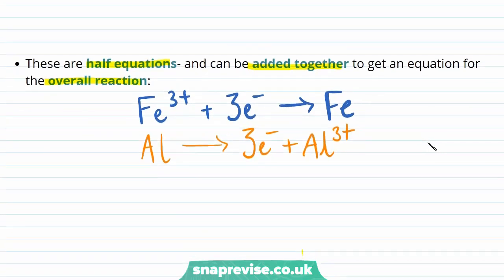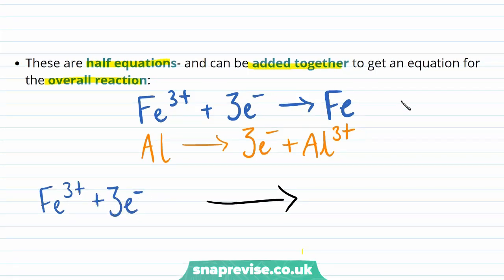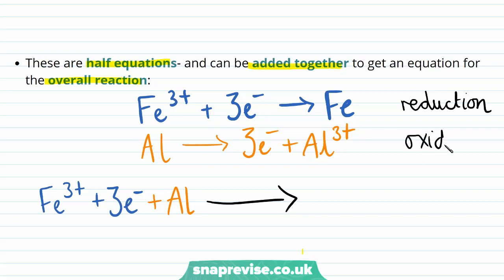Half equations are added together by first drawing one big reaction arrow. Then all of the species that appeared on the left-hand side of their reaction arrow within their half equation are written on the left-hand side of this total reaction arrow. So here we'll have Fe3+ plus 3 electrons from the first equation, which is the reduction equation, and then we'll have the aluminium atom from our second equation, which is our oxidation equation.